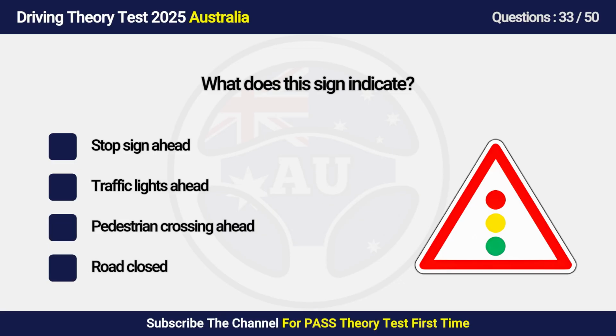A. Stop sign ahead. B. Traffic lights ahead. C. Pedestrian crossing ahead. D. Road closed.